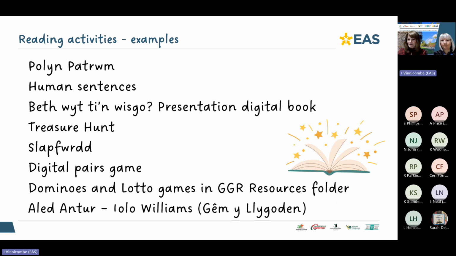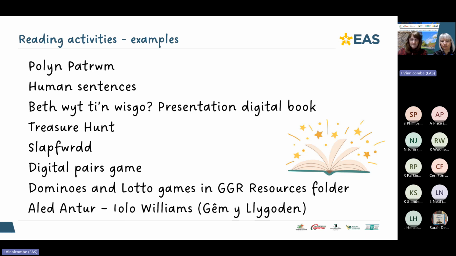These are the reading activities which you will find in the Planning and Resources folder in the Iolo Williams Transition unit. There's a pattern, human sentences, Beth wyt ti'n wisgo, a presentation digital book, a treasure hunt, slapfordd, digital pairs game, dominoes and lotto games in group guided resources folder, and Aled Antir, a Iolo Williams game y llygoden, the mouse game.